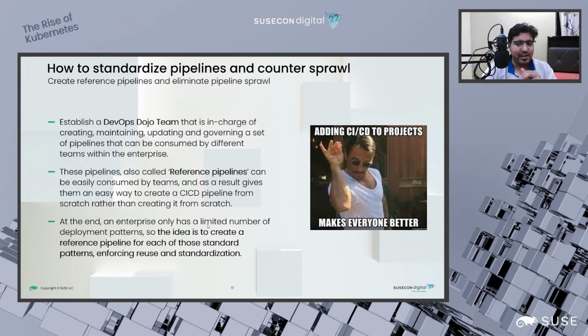And at the end of the cycle, an enterprise will only have a limited number of deployment patterns. If you scan the entire enterprise, you will see that even if there are many pipelines, the deployment pattern is mostly the same. Either you are deploying to a container, or to a virtual machine, or to an Azure function or something like that, right? So the idea is to create reference pipelines for each of the deployment patterns. I don't want to create a reference pipeline for every project. No, I will create one reference pipeline for each of these patterns.